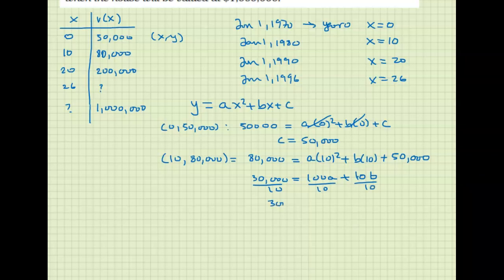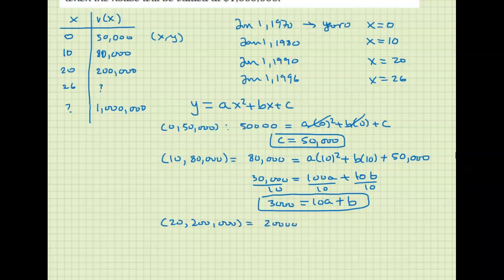So we have 3,000 equals 10a plus b. Alright? We can't solve for a or b. We're going to solve this equation and move on. Okay? So here we found c. But here, because a and b are together, we can't solve yet. But we have another point. We're going to plug that point in too. So 20 and 200,000.